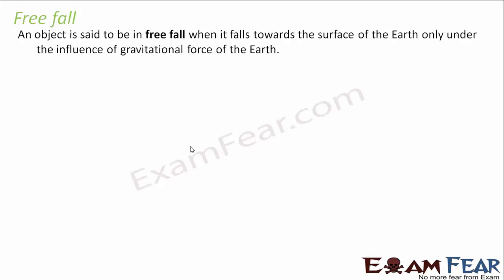So an object is said to be in free fall when it falls towards the surface of the earth only under the influence of gravitational force of the earth. That means the force of gravity is the only force acting on that object at that point of time. So the gravitational pull attracts that object and the object falls completely. This is known as free fall, right? So why are we talking about free fall? You will get to know very soon.